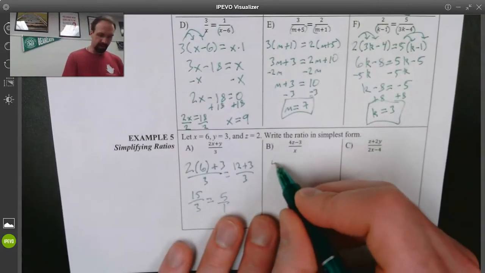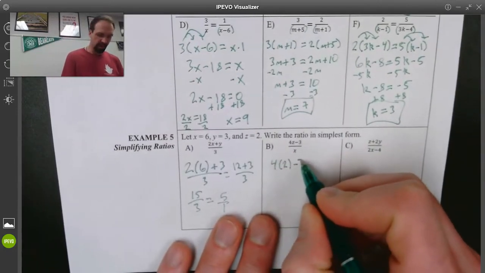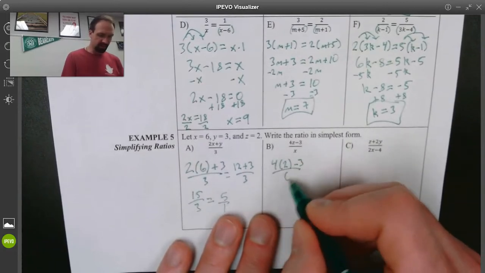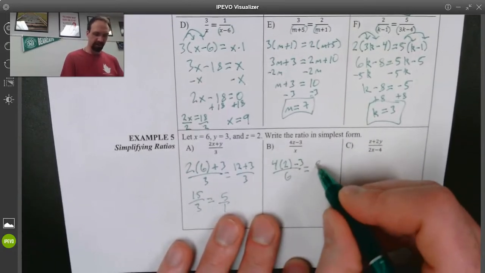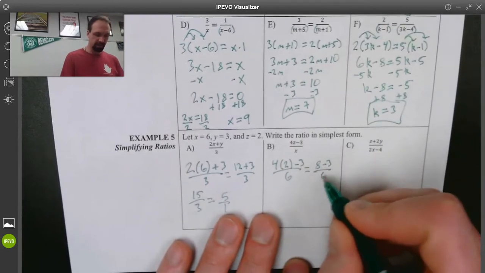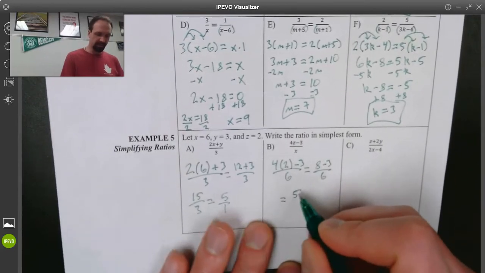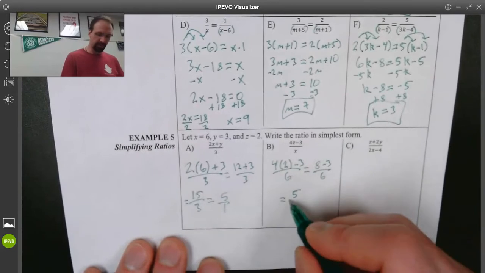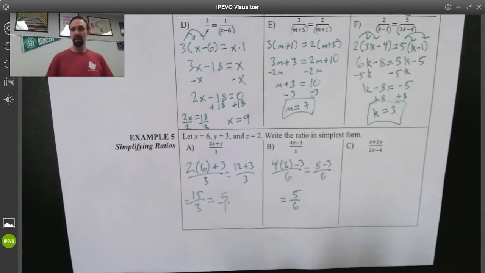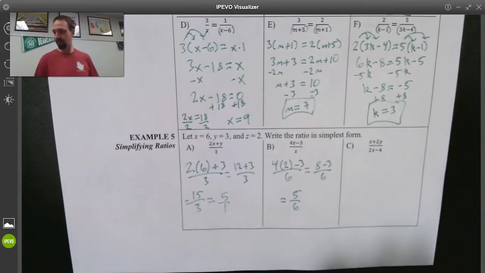So here for part B, 4 times 2 minus 3 divided by 6. Same idea here, so we're going to do 8 minus 3 over 6. 8 minus 3 is 5. Put the equal signs here. 5 over 6. There we go. And that does not simplify anymore, so we're done with that one.